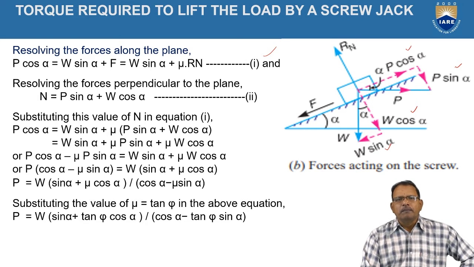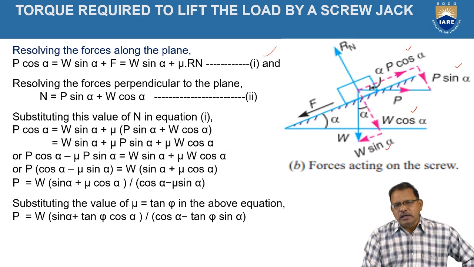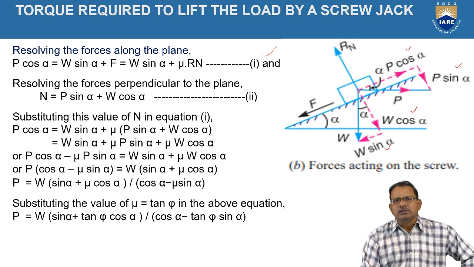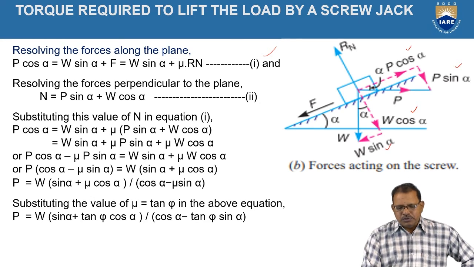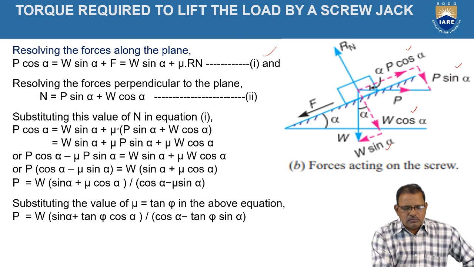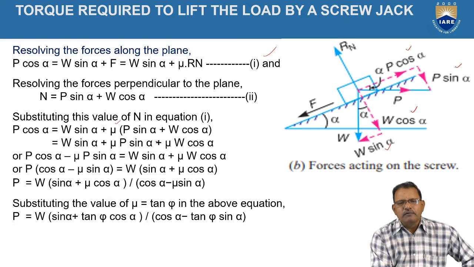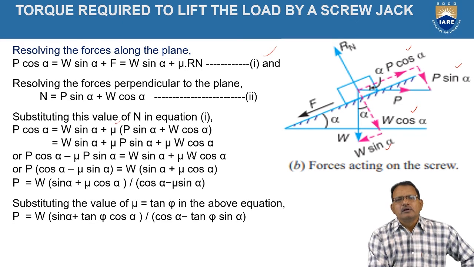The component of applied force, P sin alpha, is also acting in the downward direction. Hence, the normal reaction N is equal to P sin alpha plus W cos alpha. Substituting the value of N from equation 2 in equation 1, we get P cos alpha equal to W sin alpha plus mu N, where N is P sin alpha plus W cos alpha. On simplification, we get P cos alpha equals W sin alpha plus mu P sin alpha plus mu W cos alpha.